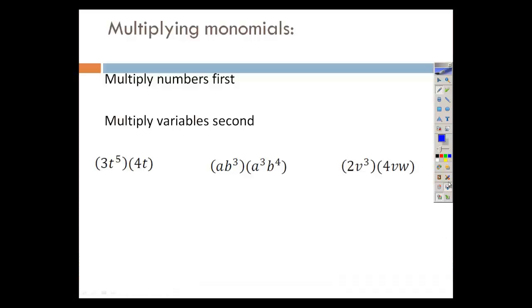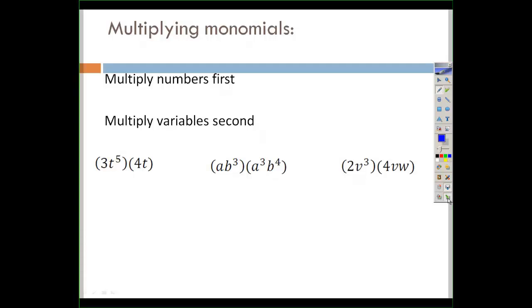Alright, so let's do a little review here real quick. When you're multiplying monomials, you multiply the numbers first, you multiply the variables second. And yesterday we learned that when you multiply variables, if they have the same base, like if you're multiplying a t times a t, you add their exponents. So let's go through a few review problems from yesterday, and we can go from there.